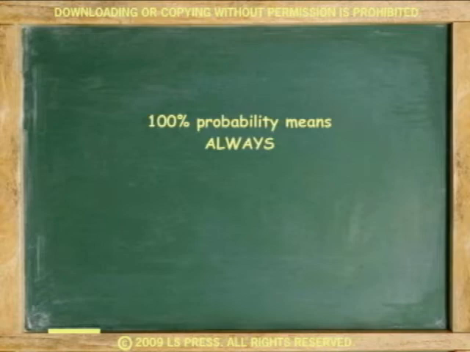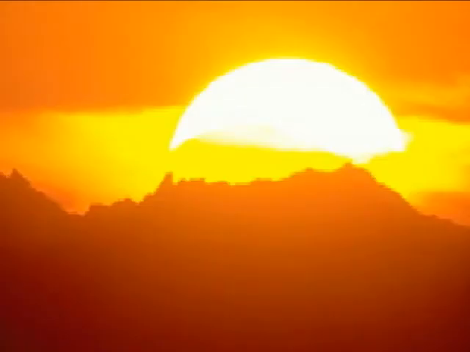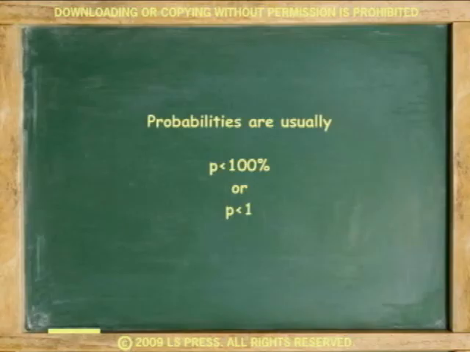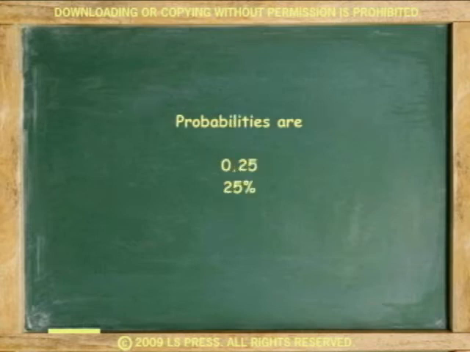For example, what is the probability of the sun rising tomorrow? Then anything less than 100% probability must be less than 1. In other words, a probability is a decimal, a percent or a fraction that is trying to predict the chance of an event happening in the future.